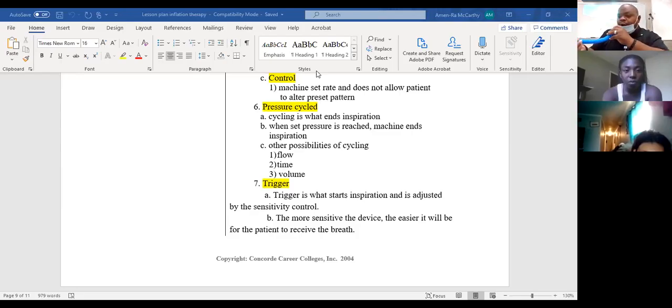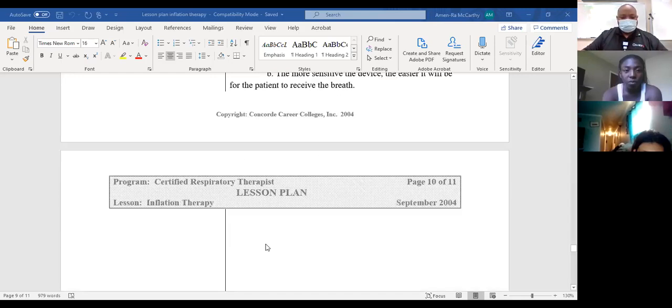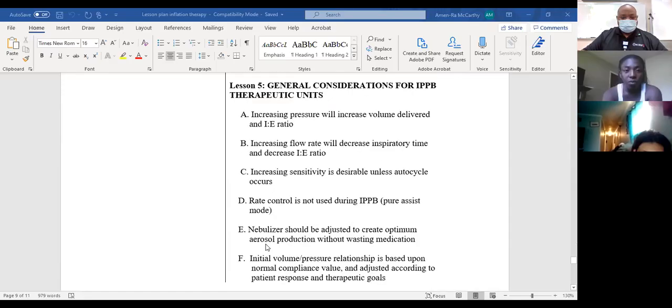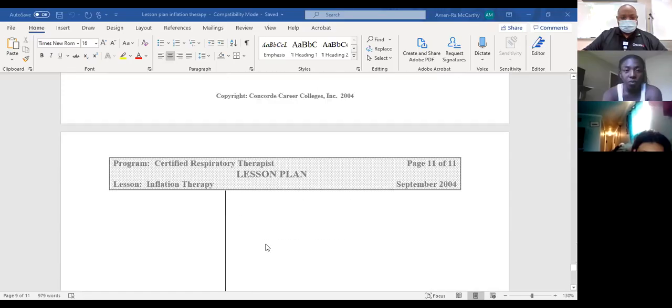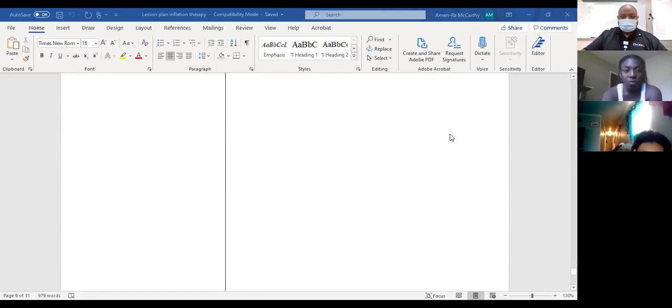Set the sensitivity. All he has to do is barely pull on it, and it's going to give him the breath. You don't want to be here all day, him struggling, trying to get a breath, okay? And whatever machine you have, when it reaches that cycle parameter, it's going to stop, okay? All right. All right, so that's the end of that one.